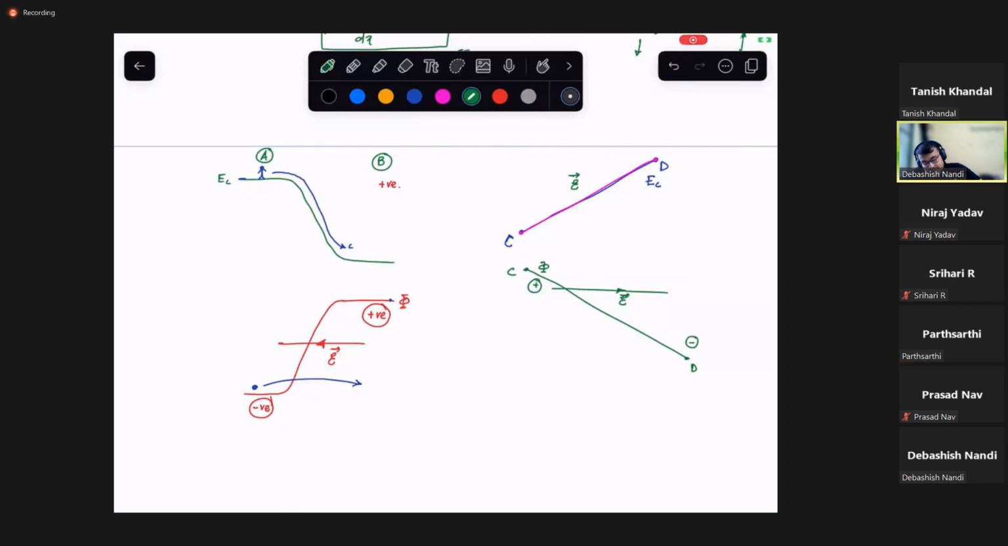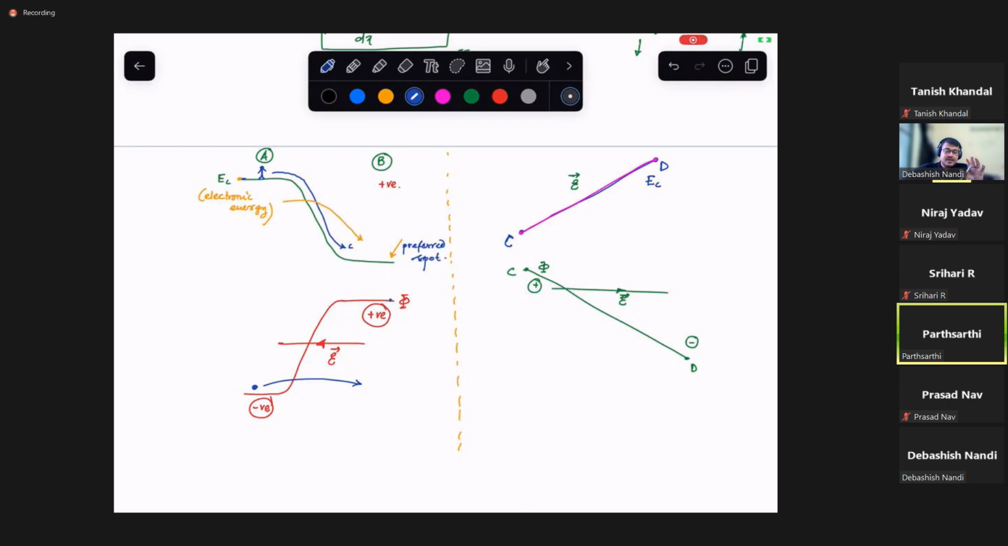Just focus on the left hand side diagram. It is electronic energy. Any matter, any particle will try to go to its lower energy level. So the electron will try to fall down to the lower energy level. So this is the electron's preferred spot.